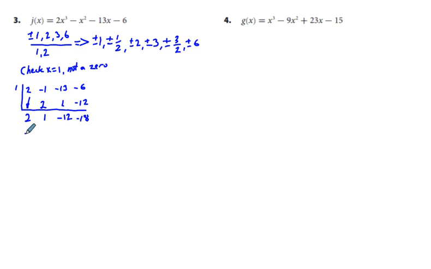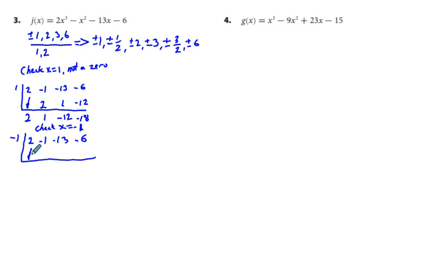Next, we're going to try x equals negative 1. So we're going to go ahead and put in our negative 1 on the outside, and inside we put in, like the last time, 2, negative 1, negative 13, negative 6.